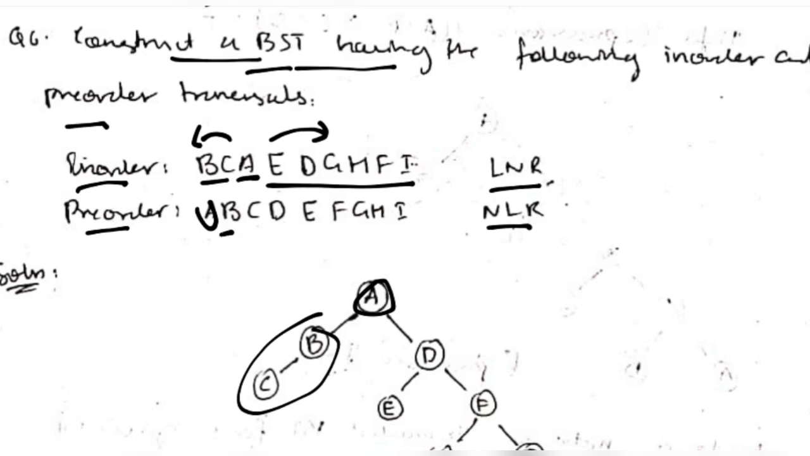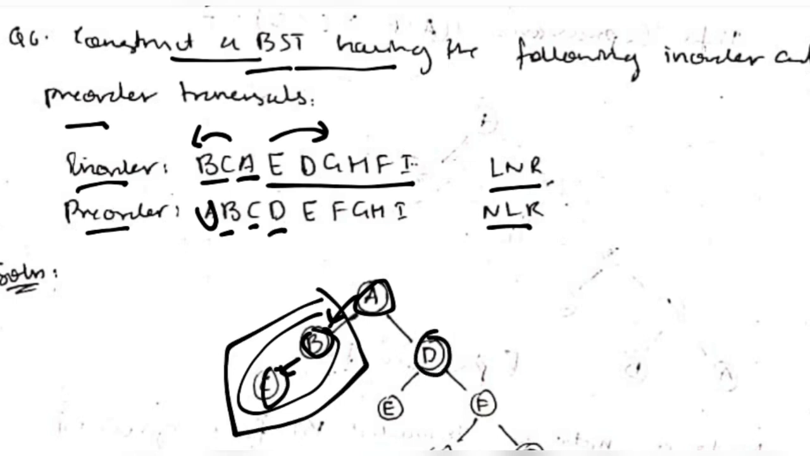The next node is B, so after A, B will come here. Okay, then after B, C is here, so C will come here. This ends the left part of A. In right part, observe here D is coming first, so D will be here. And in order we will check where is D.